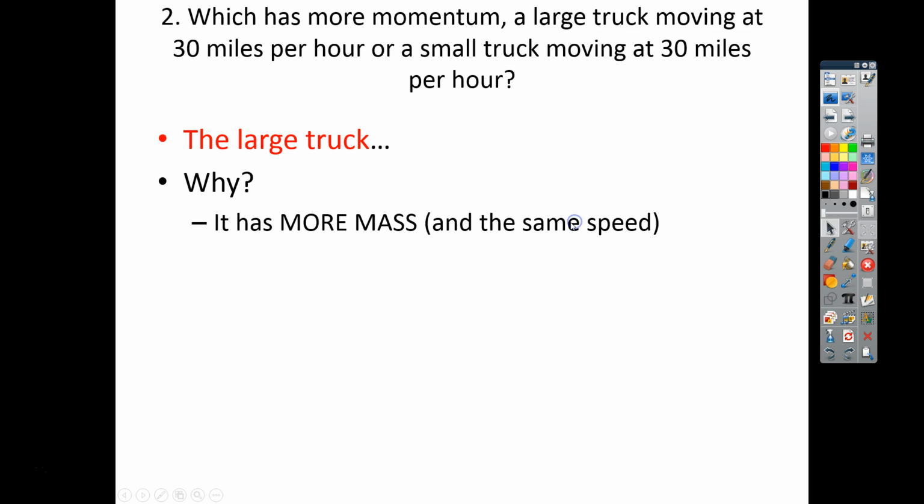For number 2, this one says which has more momentum, a large truck moving at 30 miles an hour or a small truck moving at 30 miles per hour, and it's got to be the large truck, and that's mainly just because it has more mass. Even though it has the same speed, it does have more mass, so it's got to have more momentum. So that one's pretty simple.